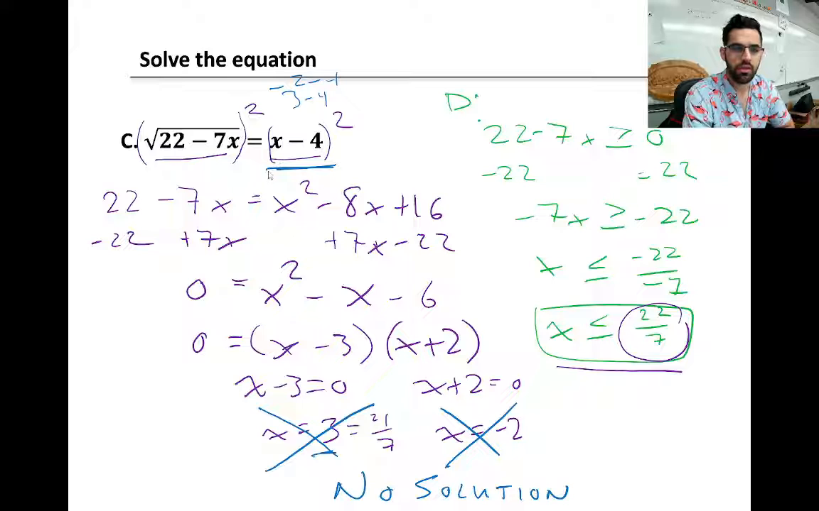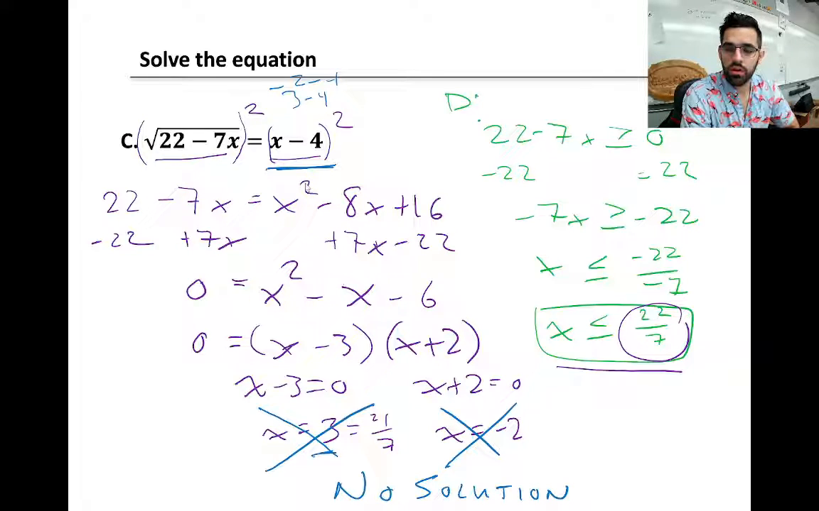Graphically, if you wanted to graph this thing, you could graph y equals the left side, like on Desmos. Go to Desmos, graph y equals this expression on the left, and then graph another line, y equals x minus 4, and you'll get a square root graph and a linear graph, and they will not intersect.